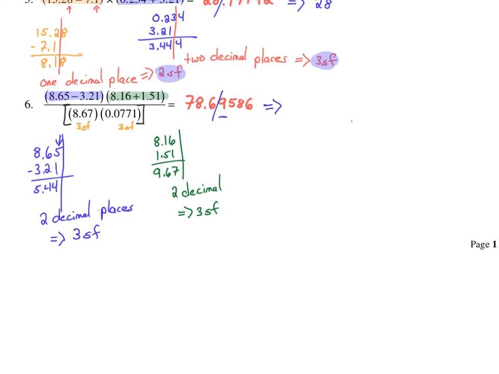So we look at the first number to be dropped. It's greater than 5, which means we add 1 to the preceding decimal column. And this number becomes 78.7.